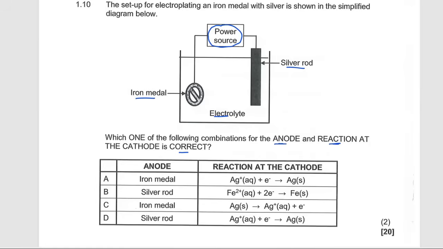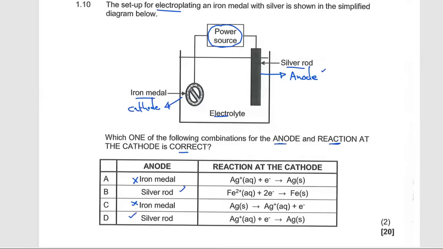So we're looking for the anode and then also the reaction at the cathode, right? So if we were to look at the anode, the one that we're supposed to electroplate will always be the cathode, right? So this is the cathode. Then the one that is electroplating the other is going to be our anode, right? So if we were to look at our options there, they're saying the anode there is the iron metal, or the silver rod is the anode, right? So according to this, our silver rod there is the one, right? So I'm going to tick this one, and then these ones are incorrect.